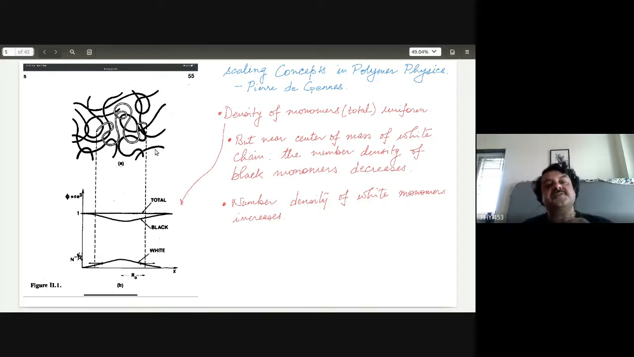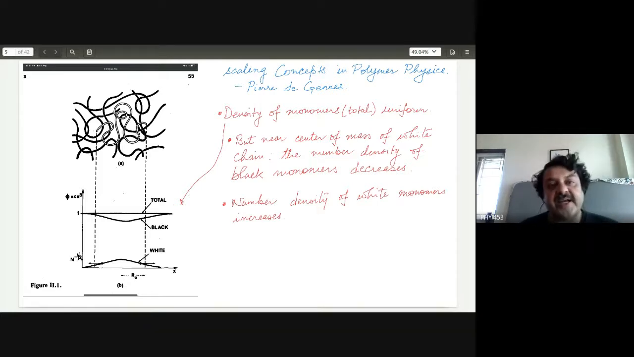A consequence of this is basically, though monomers feel excluded volume interactions and self-avoidance, they are compressed back to form an ideal chain conformation. So this is the basic physics.